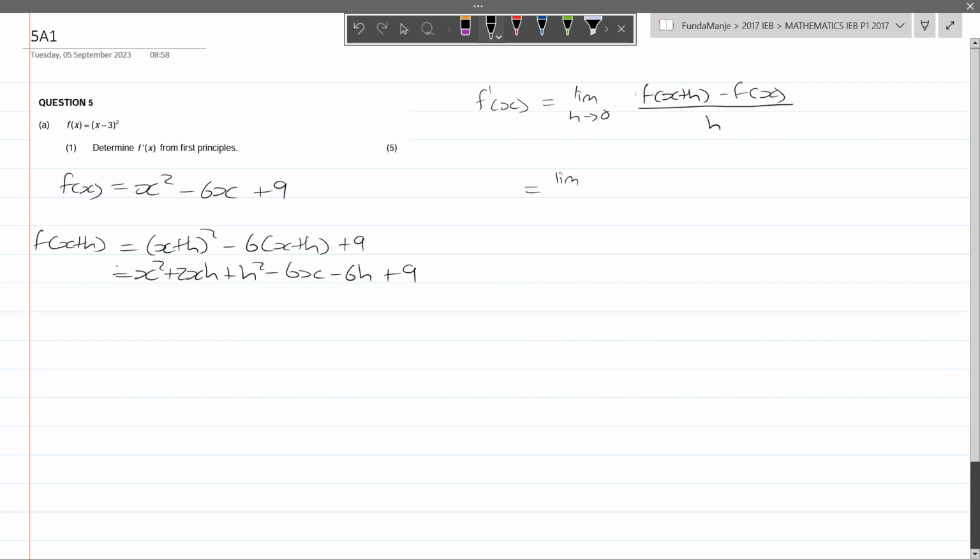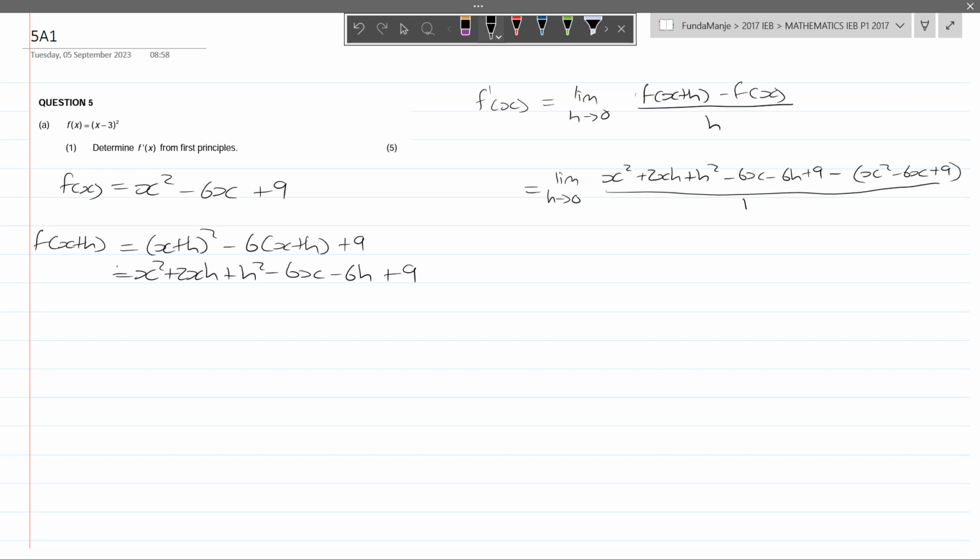And in the following step, we can make these substitutions. Let's see first, are there any like terms? x squared, xh, h squared, h, x, 9. Okay, no like terms, so we just write it as is. So again, x squared plus 2xh plus h squared minus 6x minus 6h plus 9, and then minus f of x. f of x is x squared minus 6x plus 9. And then this is all over h.